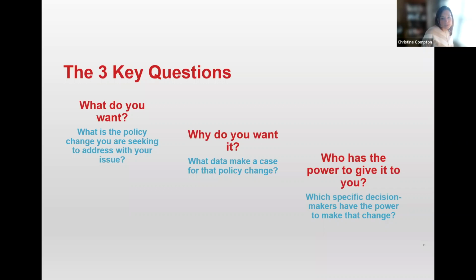So what do you want? What is the policy change that you are seeking to address with your issue? Why do you want it? What data makes the case for this policy change, and who has the power to give it to you? Which specific decision makers in state or local government have the power to make that change? The answer to these questions can change throughout a campaign, so it's helpful to get into the habit of revisiting them regularly. So for today's session, we'll specifically concentrate on who has the power to give you what you want.